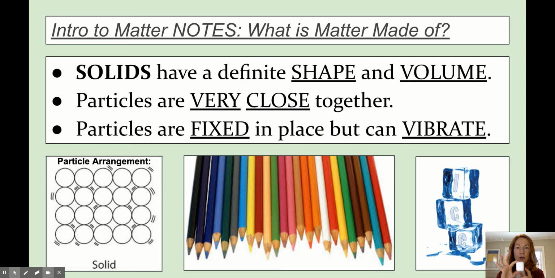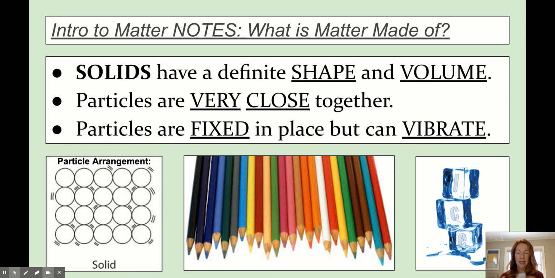And that's because the particles are really close together. They're in a fixed position, like in the picture where you see the particle arrangement. They're in a fixed position, but that does not mean that they're not moving. They are. They can vibrate. So all of the particles are always going to be moving.